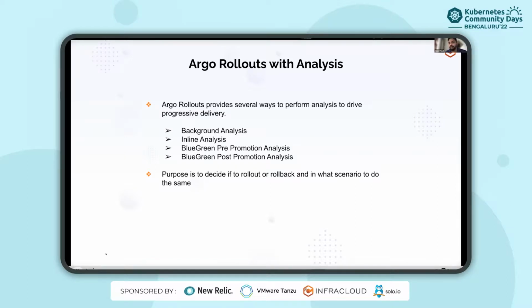Okay, and there are different ways available. You can do a background analysis, where an analysis object will be created and continue running in the background until your deployment is completed. The second approach is inline analysis, where you add that analysis as a step during your deployment. And for BlueGreen deployments, you can do pre-promotion analysis and post-promotion analysis. Again, the sole purpose of this analysis component is to let you automatically decide whether to roll out or roll back, and in what scenario it should do that.